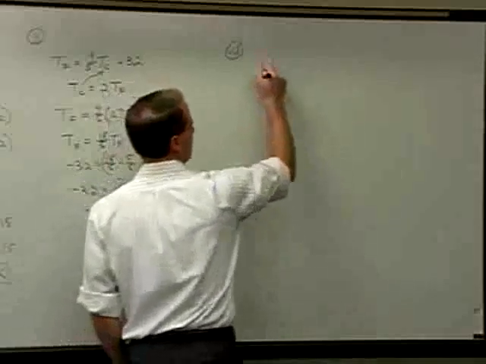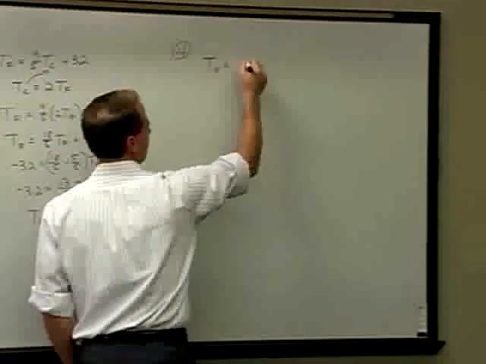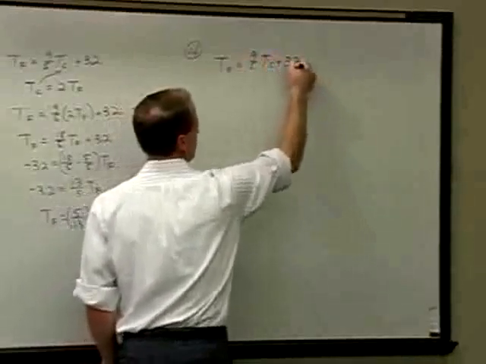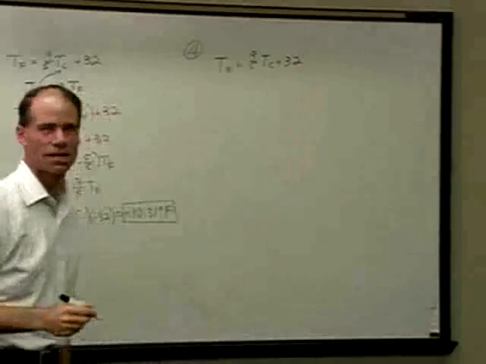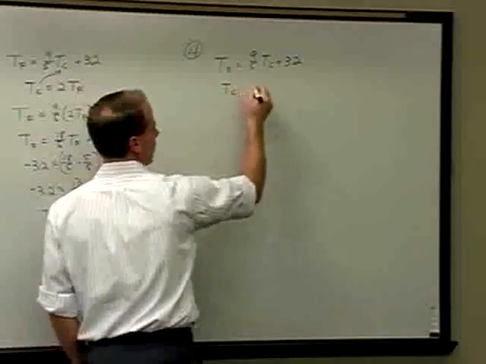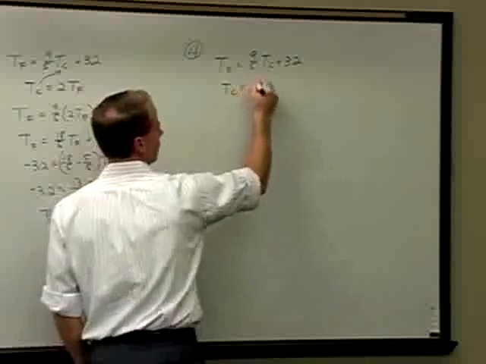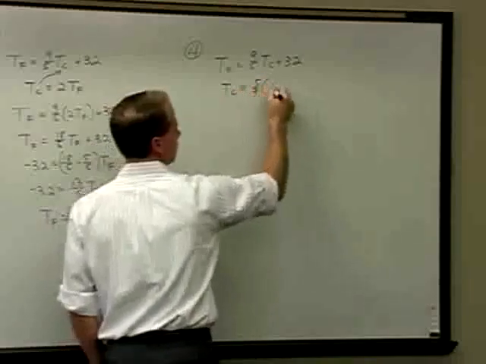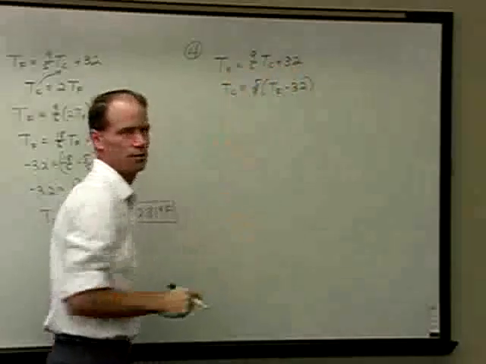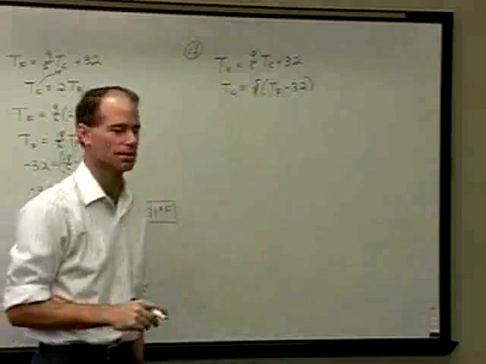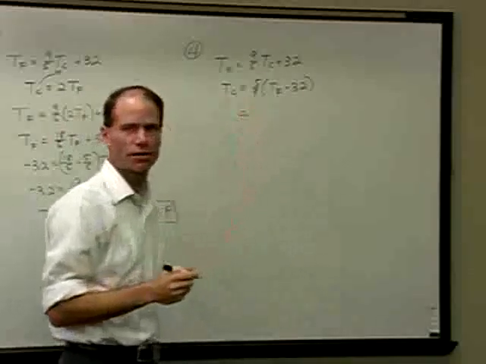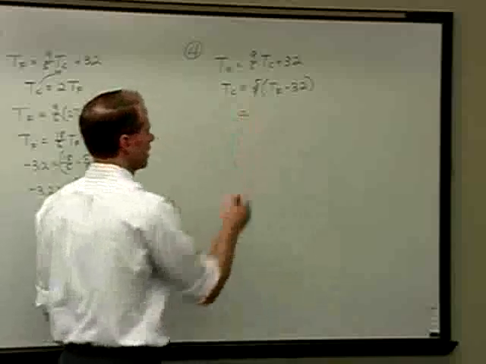Where were we? The temperature in Fahrenheit equals 9/5 temperature in Celsius plus 32. Let's convert this to the temperature in Celsius in terms of Fahrenheit. That would be equal to 5/9 times the temperature in Fahrenheit minus 32. Just subtracting 32, multiplying both sides by 5/9. And we're told that in Death Valley it's 130 degrees Fahrenheit.